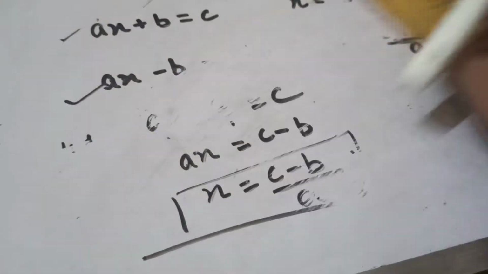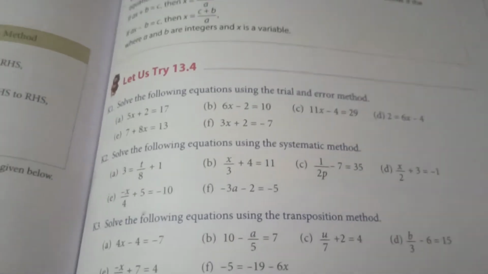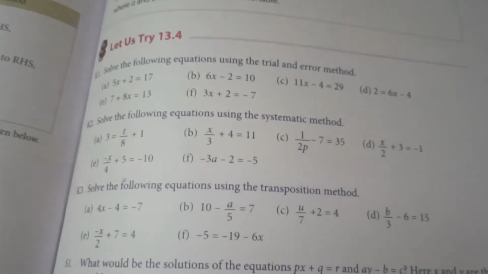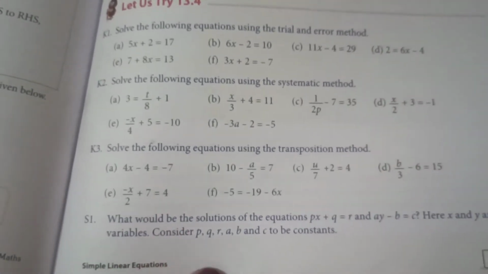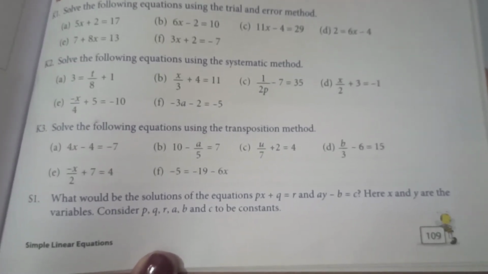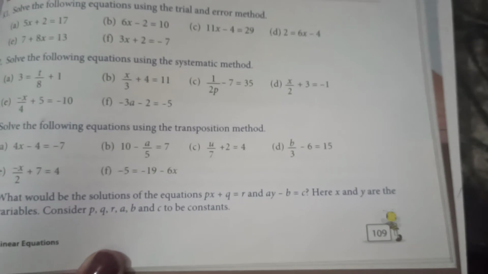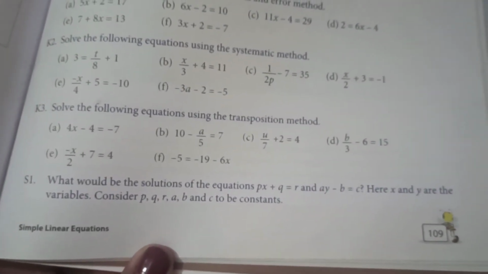Now the K1, K2 and K3, all three parts you can do. You have to just solve the following equations using the trial and error method, systematic method and transposition method, which you have done in exercise 13.3 also, right? Now come to S1. What would be the solution of the equations px plus q equals r and ay minus b equals c square? Here x and y are the variables.